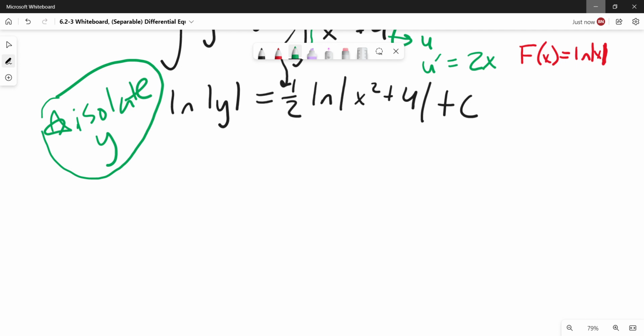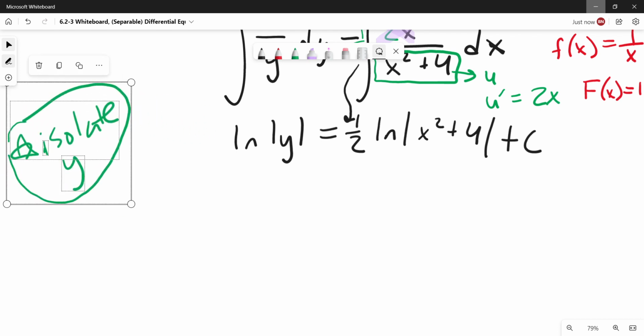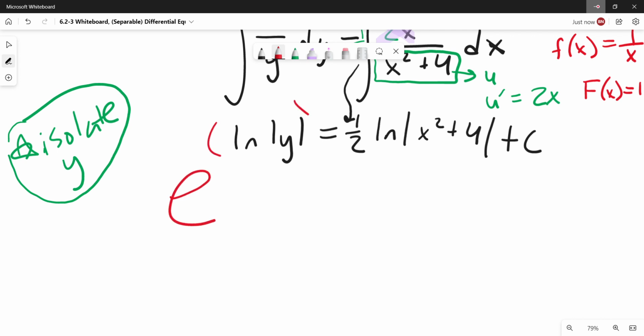Okay, so let me see if I can move this because that's getting in our way. Isolate y. Great. Okay. In fact, I'll just do red, whatever. So we e to the power of that whole side, e to the power of this whole side, the entire side. Okay.